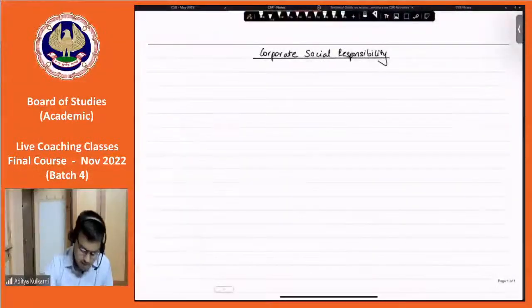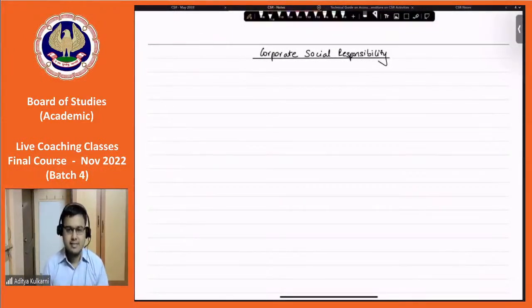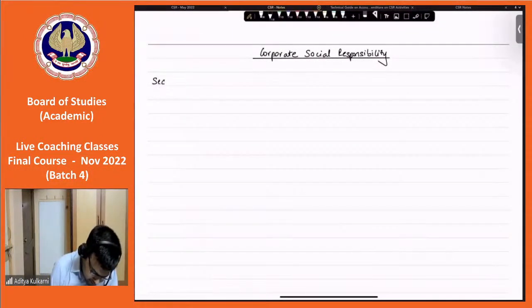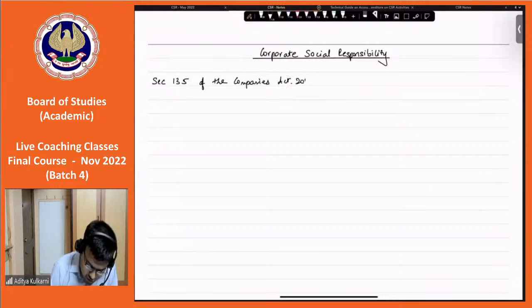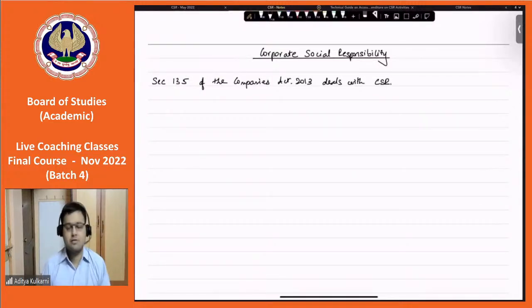The main section that covers CSR is section 135 of the Companies Act 2013. It deals with CSR. It is like the heart of CSR. In section 135, we have 9 subsections with provisos and explanation. So we will be covering 135 in detail. If this 135 is done, your CSR is done.